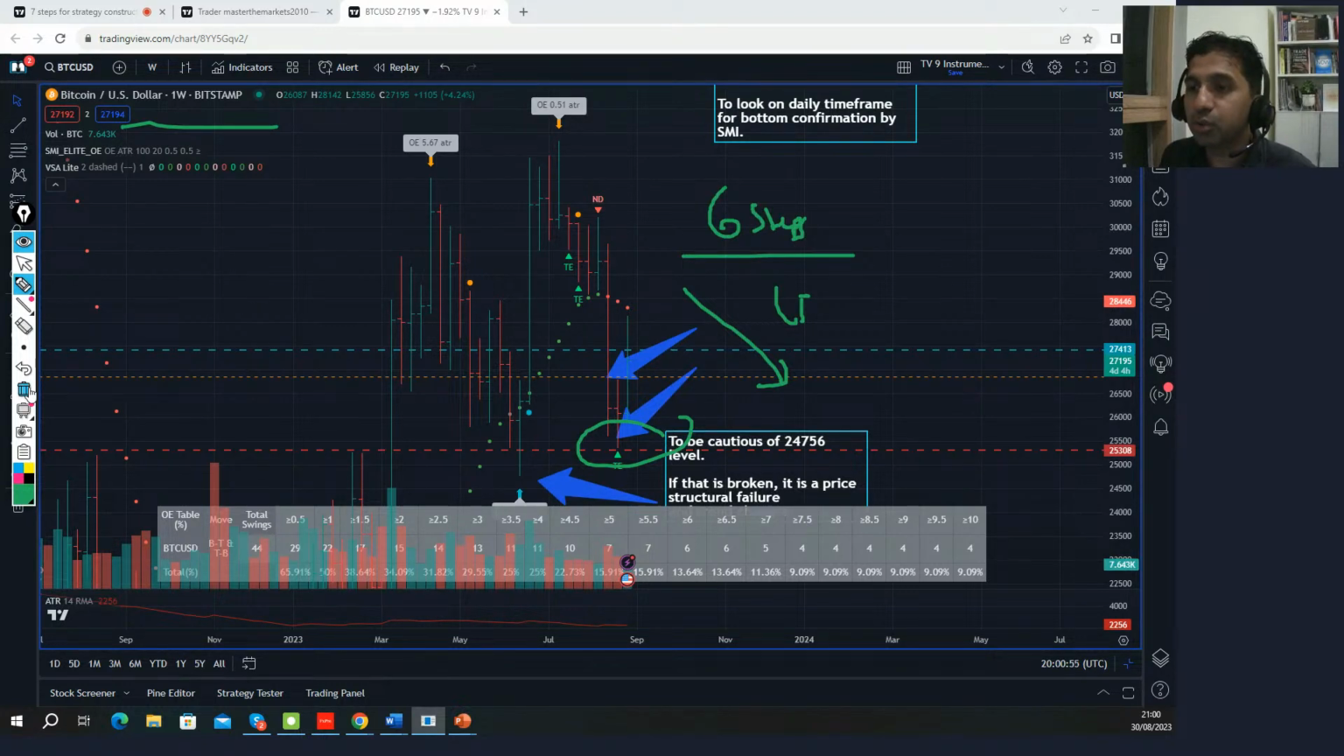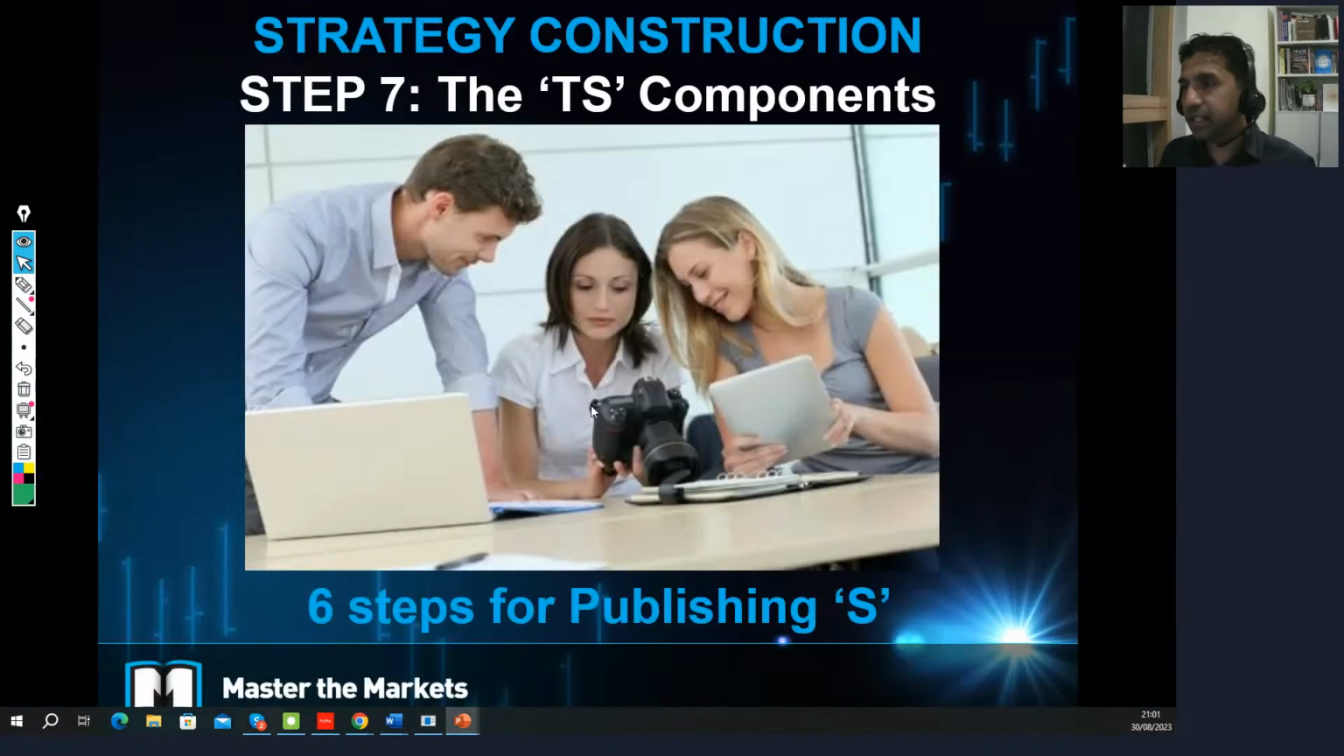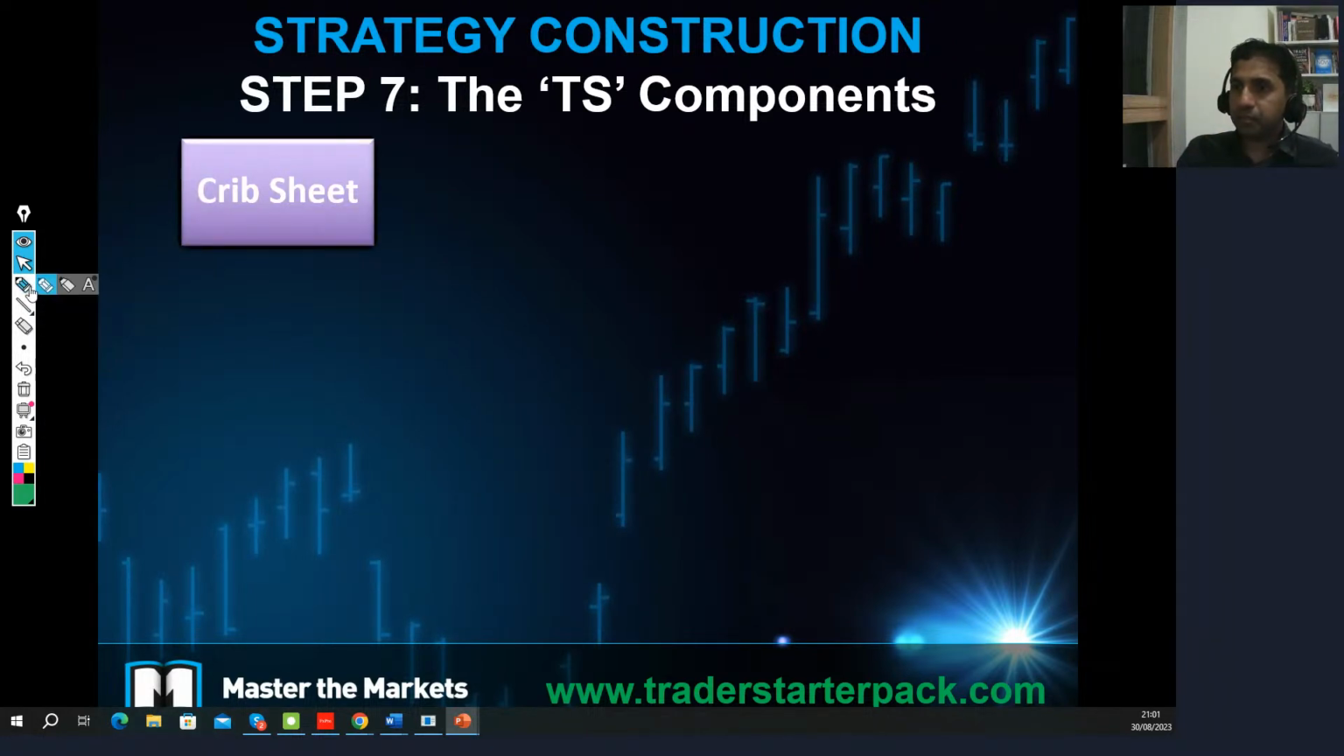And what are those 6 steps? Let's go through that very quickly. Now, the 6 steps are, traders, the first step is having your crib sheet. This is where we went through all the 5 components, which is what I spoke about just now: concept, objective, entry, stop loss, target, and then risk management.